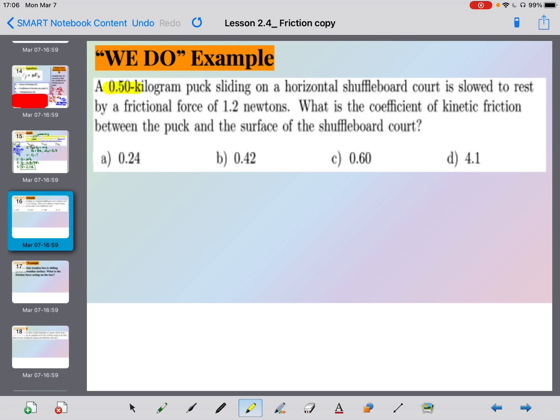A 0.50 kilogram puck sliding across a horizontal shuffleboard court is slowed to rest by a frictional force of 1.2 newtons. What is the coefficient of kinetic friction between the puck and the surface of the shuffleboard court?